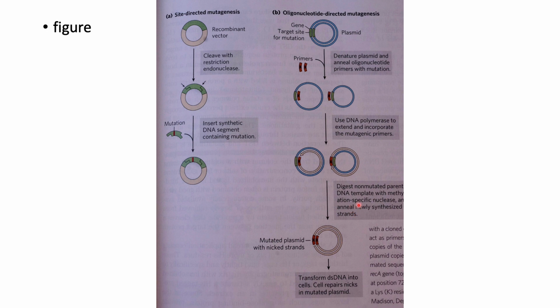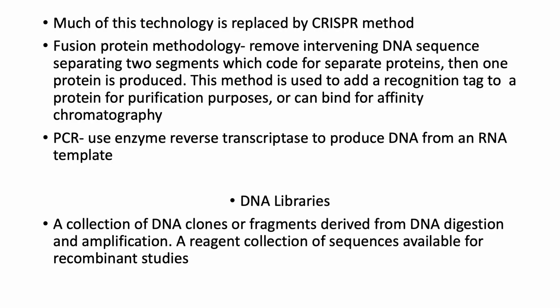You can use methylation-specific nuclease and re-anneal these newly synthesized strands, and then you can transform the double-strand DNA, put it into cells, and the cell repairs, as there will be nicks in the mutated plasmid. So these are two ways of doing it: site-specific mutagenesis and oligonucleotide-directed mutagenesis. A lot of this has been replaced by CRISPR. We'll be spending some time on it.